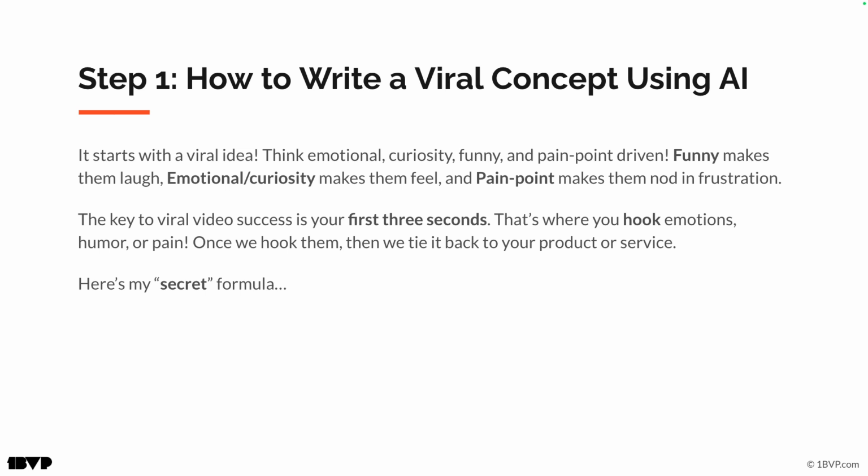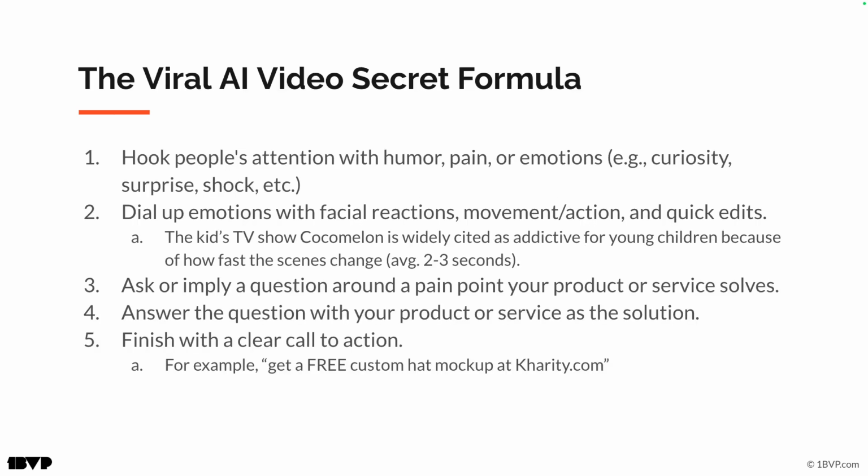Here's my secret formula. The viral AI video secret formula. First, hook people's attention with humor, pain, or emotions. That's curiosity, surprise, shock. Number 2, dial up those emotions with facial reactions, movement and action, and quick edits. The kids' TV show CoComelon is widely cited as addictive for young children because of how fast the scenes change. On average, it's 2 to 3 seconds per scene, so quick edits.